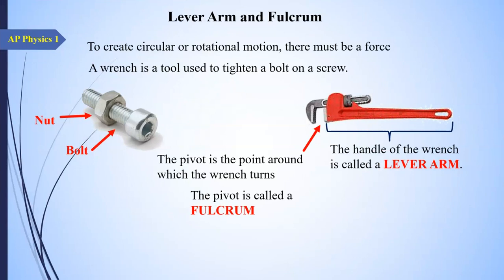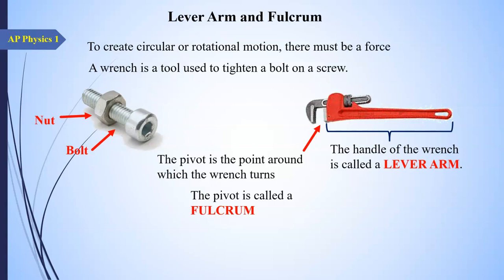To create circular or rotational motion, there must be a force. A wrench is a tool used to tighten a bolt on a screw. So over on the left you see what's called a nut and a bolt, and you put that nut on there and it spins around, and usually it spins pretty easily until you get it to the point where you want to tighten it, and then you have to use something like a wrench or a pair of pliers to do that. In this case we're showing a wrench.